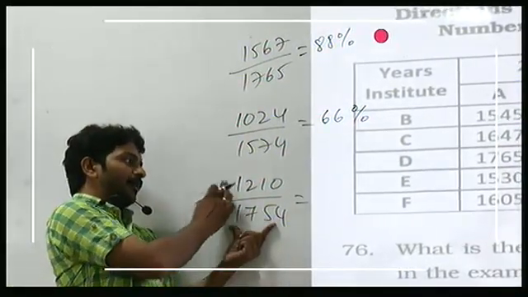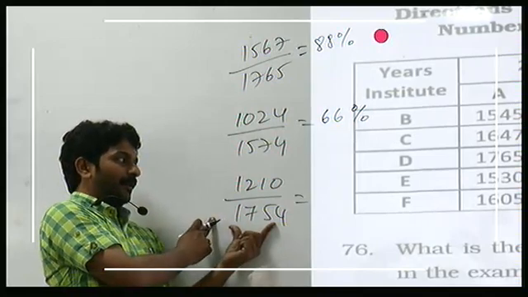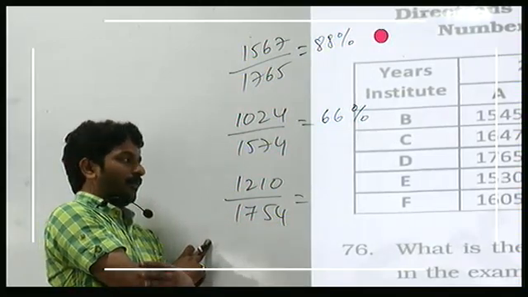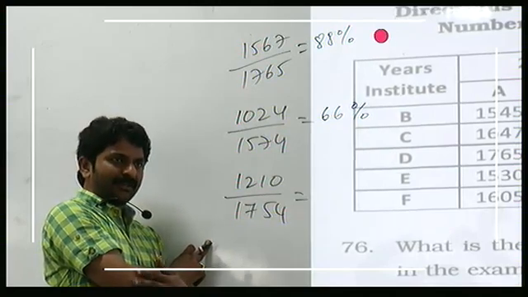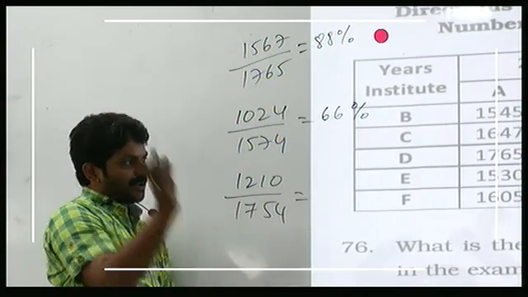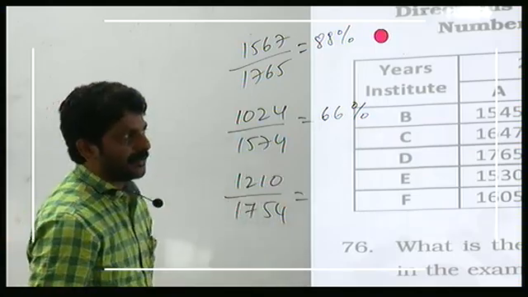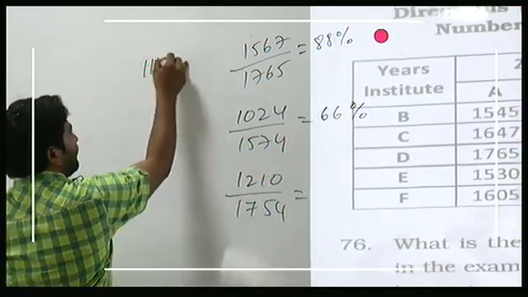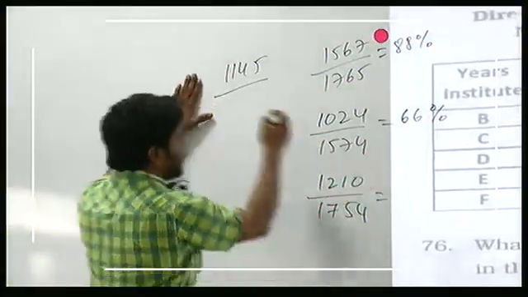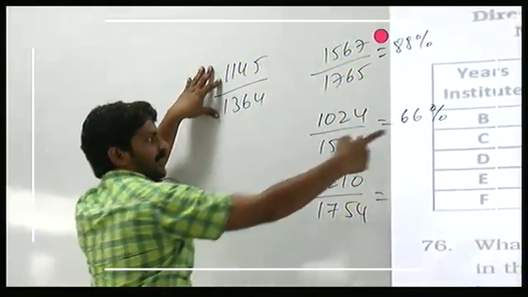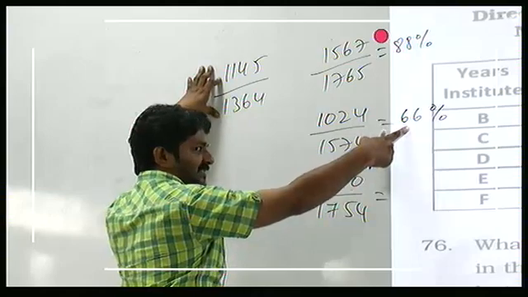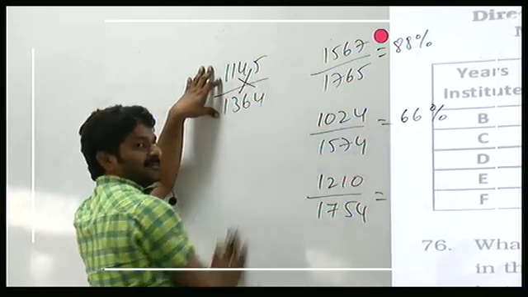What is the difference between numerator and denominator? Another number is 1145 divided by 1364. They are very close to each other. It cannot be definitely less than 66. This is not the right answer.